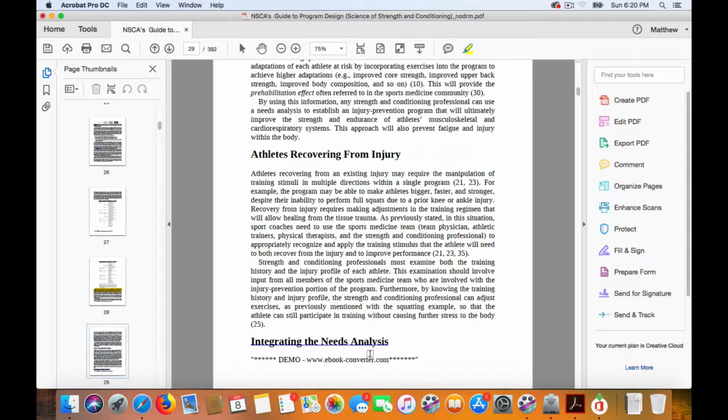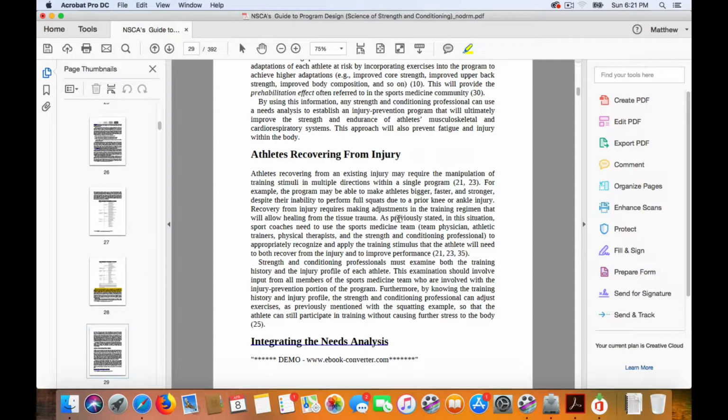Athletes recovering from an existing injury may require the manipulation of training stimulus in multiple directions within a single program. So check the references for that, may provide some good insight. But what it's saying is the athlete can get stronger and faster in their range of motion even if they're not able to go through a full range of motion due to a previous injury. They can still train in their strong range of motion and make that stronger.